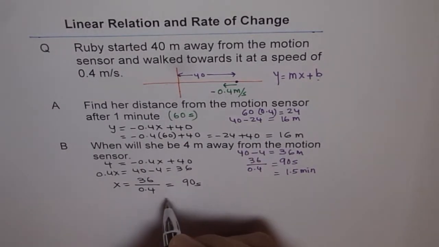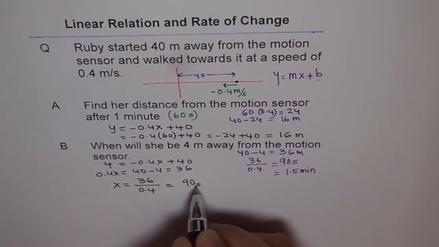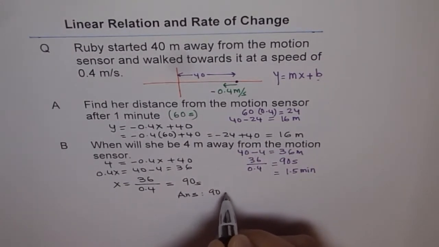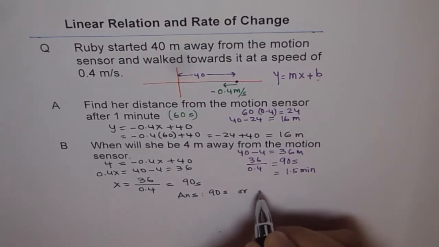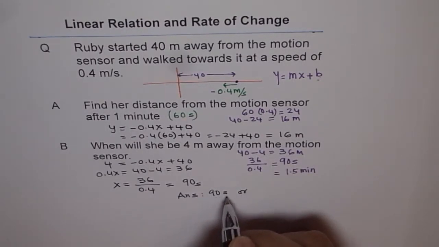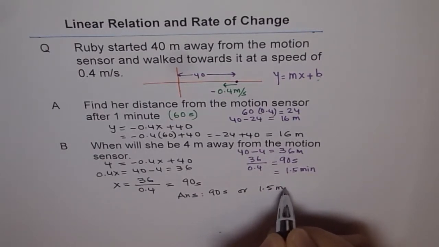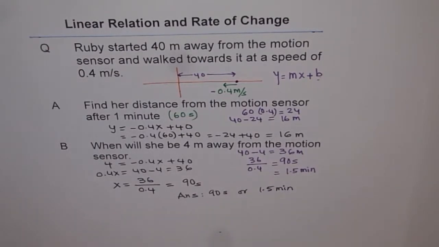And therefore, our answer here is either you can write in seconds, that is 90 seconds, or you can write 90 is 60 plus 30, or divide by 60, 1.5 minutes, right? So both are right answers, correct? So that is how we are going to solve these types of questions, right? So it is rearranging your formula and getting the answer. That is for part B.